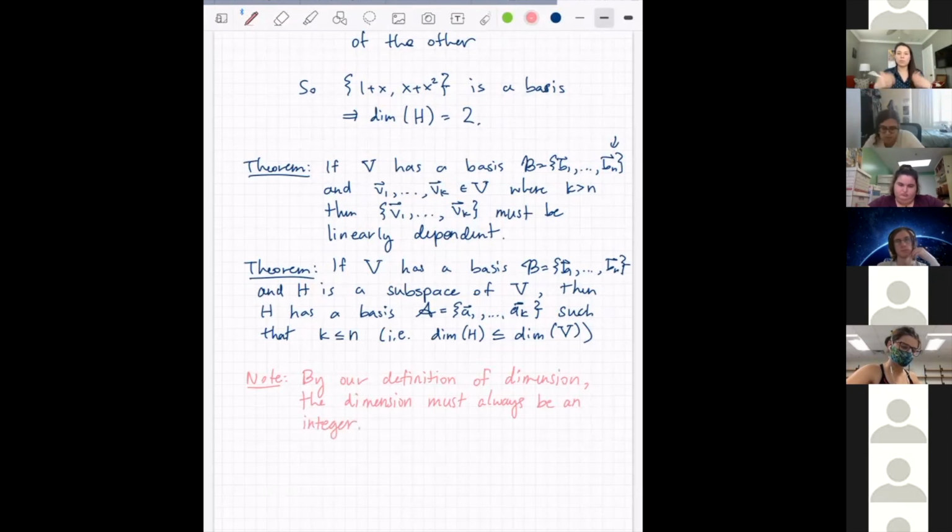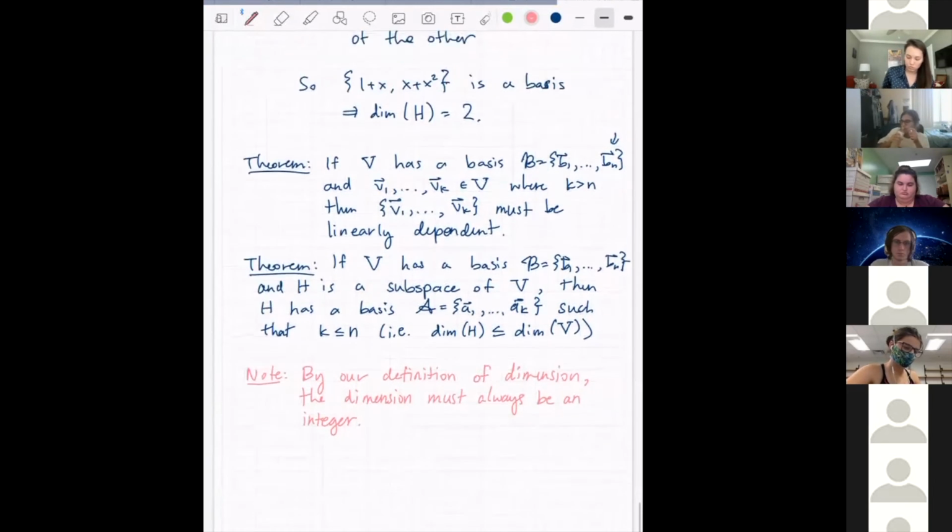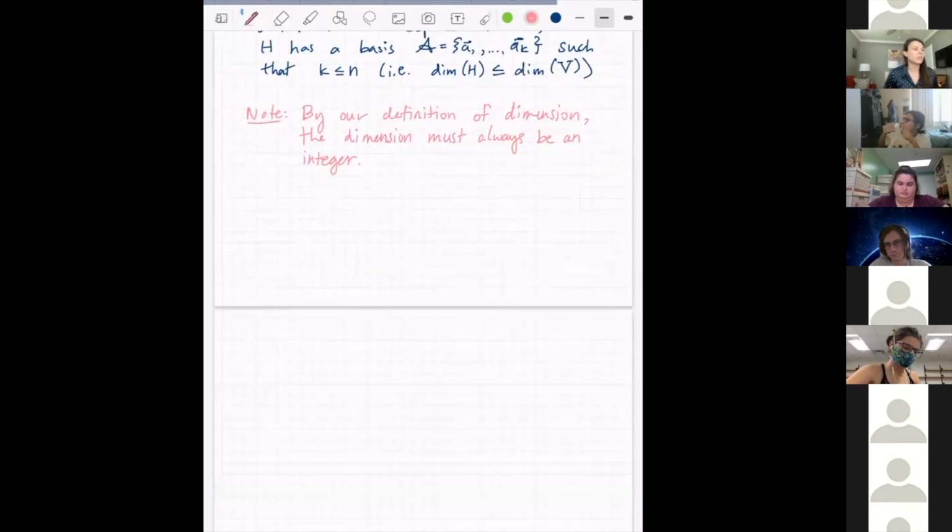Right? So when we define it this way, it's just the number of vectors in the basis. It has to be an integer. There are other ways of defining dimension which allow you non-integer dimensions, but they're not very compatible with linear algebra. So yeah, something to note.